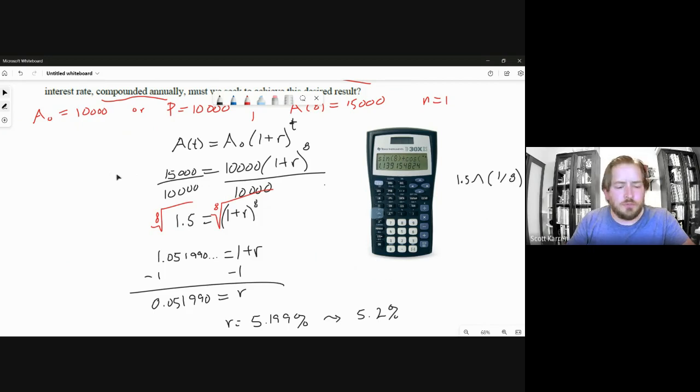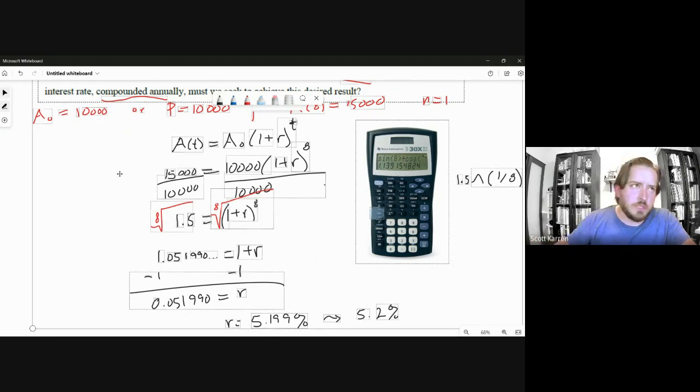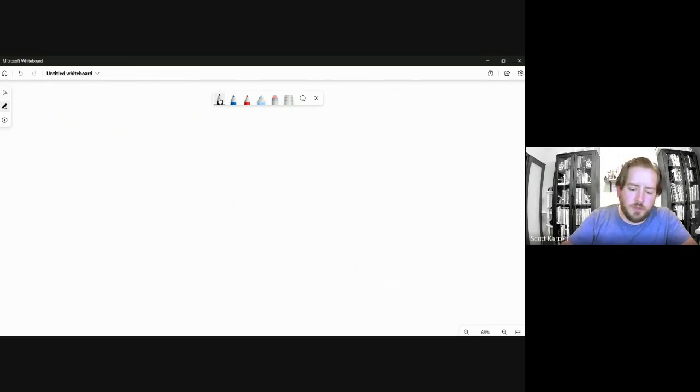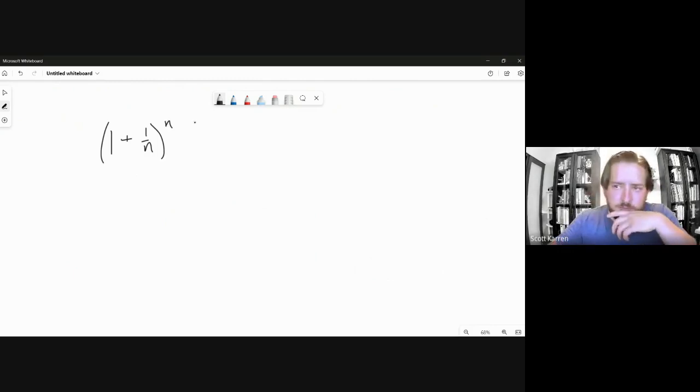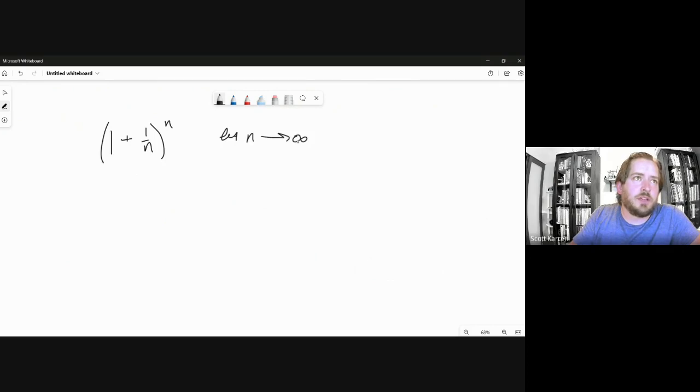Now, a couple of weeks ago, I talked about this formula. And if you don't remember it, that is fine. But if I go 1 plus 1 over n, all raised to the n, if you remember this. If you don't, that's fine as well. But if I let this thing run off to infinity, right? We said that this thing becomes e.